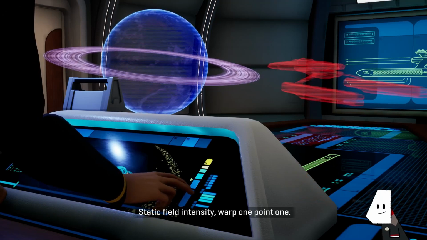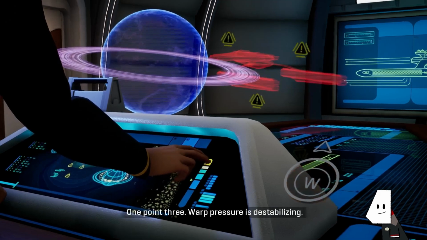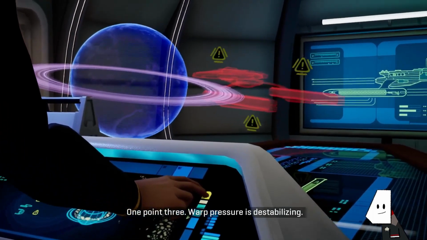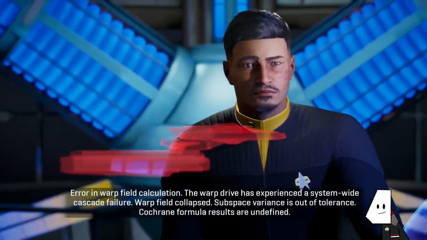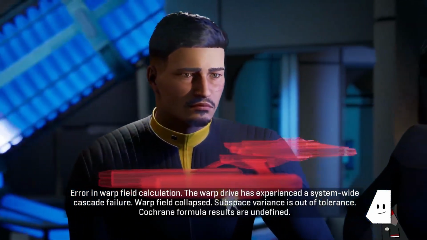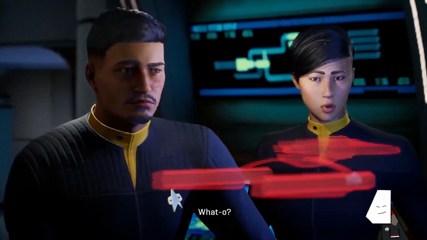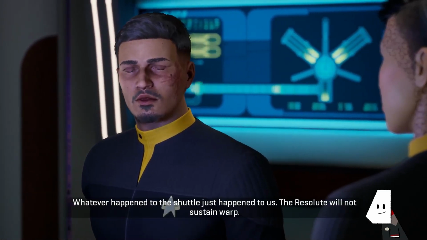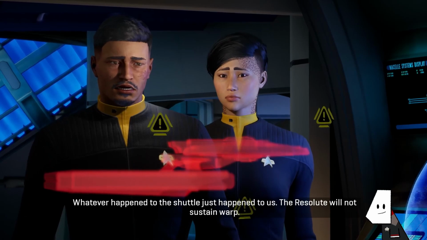Static field intensity, warp 1.1. 1.2. 1.3. Warp pressure is destabilizing. Error in warp field calculation. The warp drive has experienced a system-wide cascade failure. Warp field collapsed. Subspace variance is out of tolerance. Cochrane formula results are undefined. Bingo. The same moment when the shuttle failed to warp, so did the ship. Whatever happened to the shuttle just happened to us. The Resolute will not sustain warp.